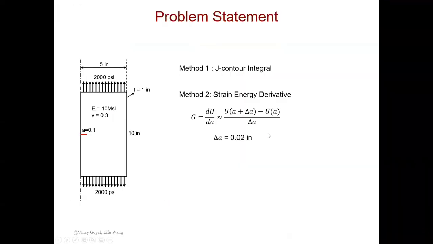So this is how you apply Abaqus to obtain the energy release rate. We compared the J integral method and the strain energy derivative method, and both of them show the same result, and it's the same as the theoretical calculation. The only difference is that for the J contour integral around the crack, the mesh size should be relatively fine to obtain a reasonable result. So that's all for this video. Hope that you can learn something.